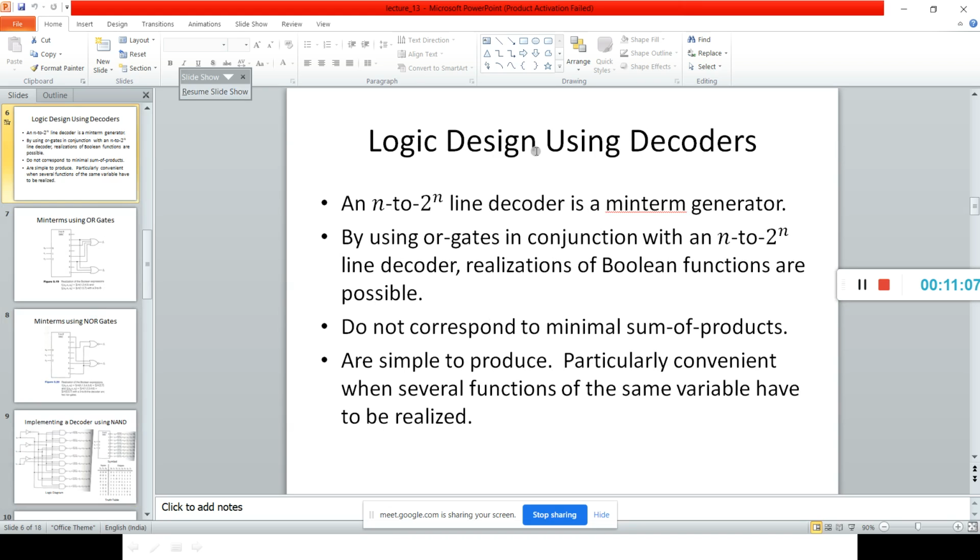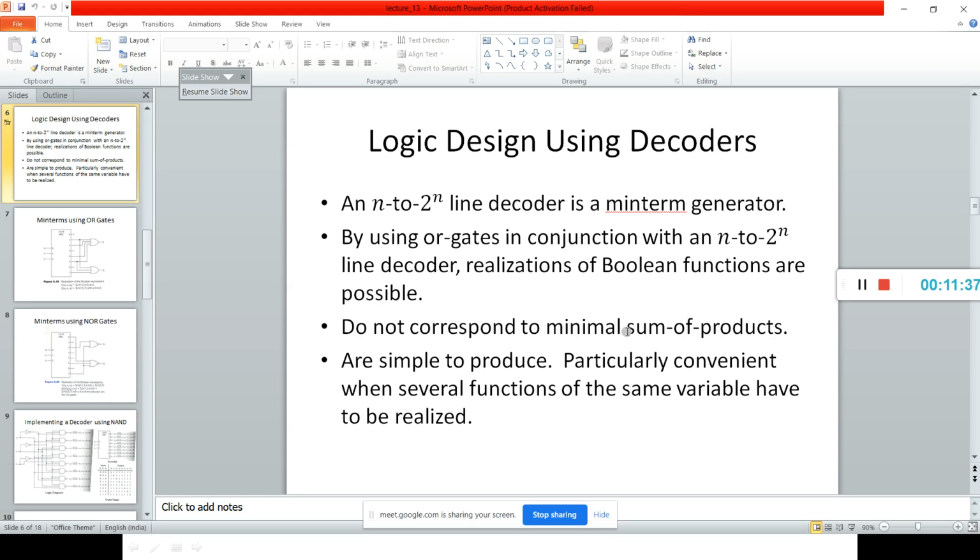Next, moving on to logic design using decoders. Logic design using decoders means we are trying to have a min-term generator. An n to 2 raised to n line decoder is nothing but a min-term generator. By using OR gates in conjunction with an n to 2 raised to n line decoder, realization of Boolean functions is possible. They do not correspond to minimal SOP.